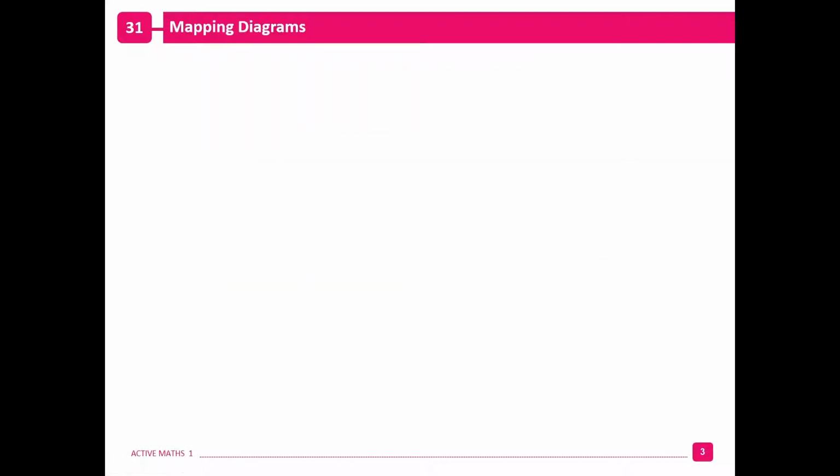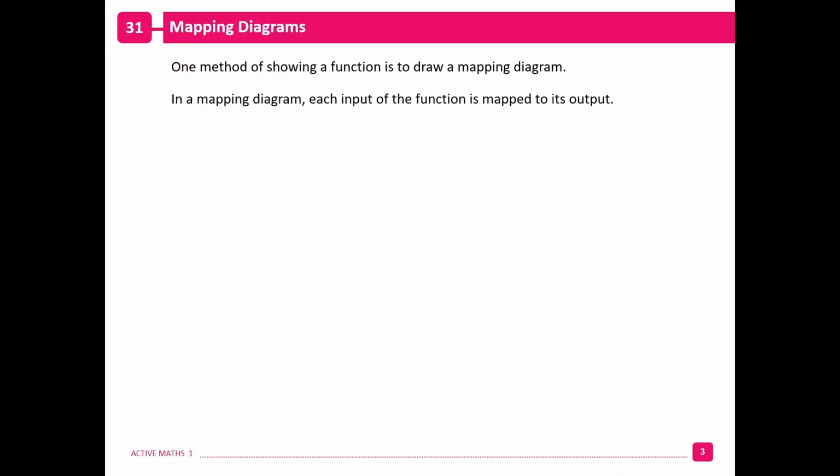So let's start looking at how we can represent our functions. One method of showing a function is to draw a mapping diagram. In a mapping diagram, each input, what we start off with, is mapped to its output. For example, we're going to look at the mapping diagram for a function which we've named with the letter G.